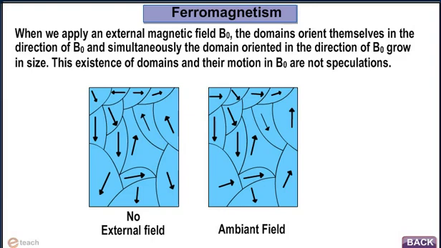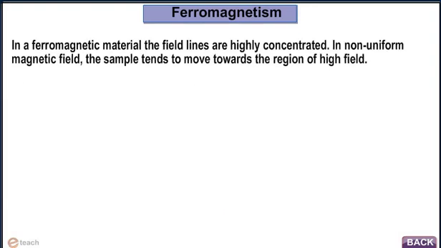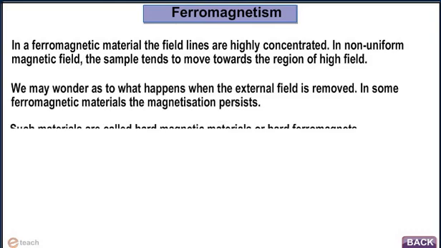When we apply an external magnetic field B0, the domains orient themselves in the direction of B0 and simultaneously the domain oriented in the direction grows in size. This existence of domains and their motion in B0 are not speculations. In a ferromagnetic material, the field lines are highly concentrated. In non-uniform magnetic field, the sample tends to move towards the region of high field.